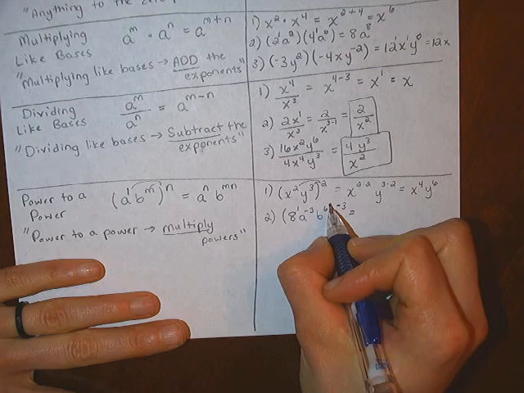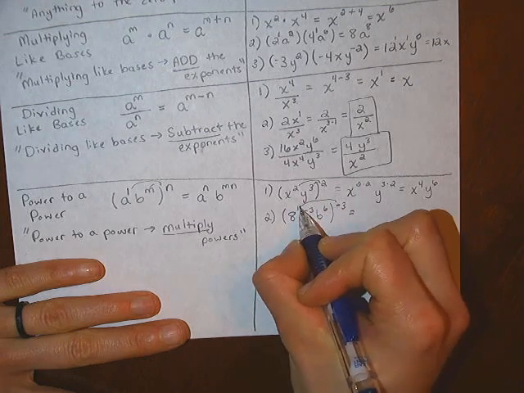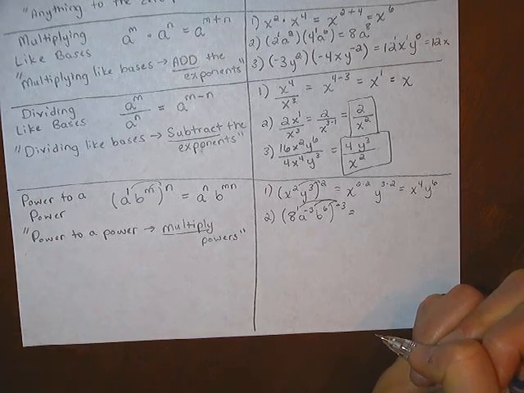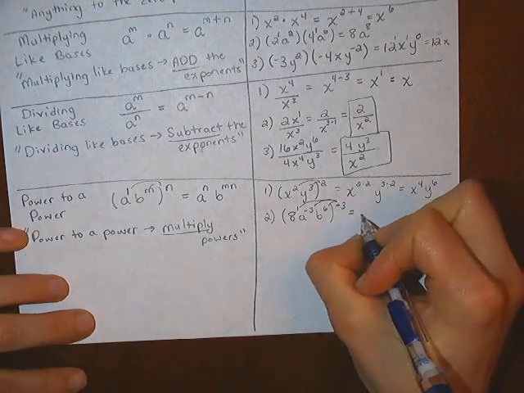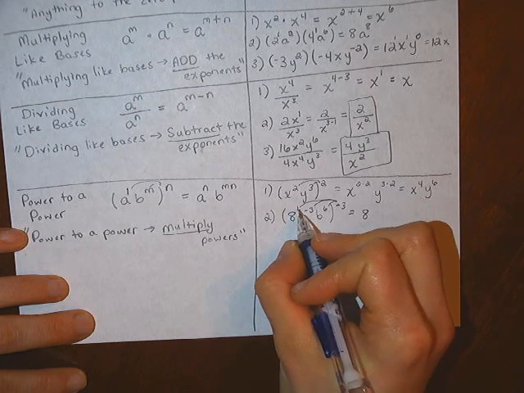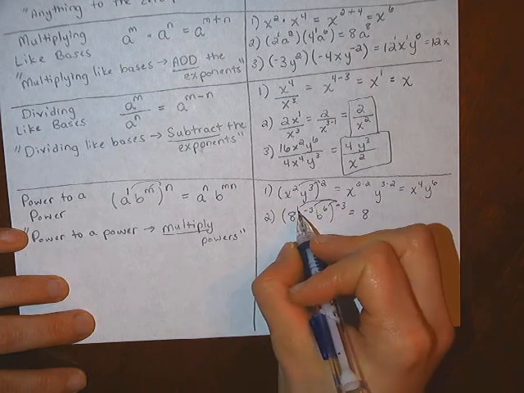Just like what we did in the other problem, you're going to take this negative 3 times each of the powers that are inside the parentheses. So this 8, even though it's a regular number, it still is inside that parentheses, so you have to do the same thing to its exponent.